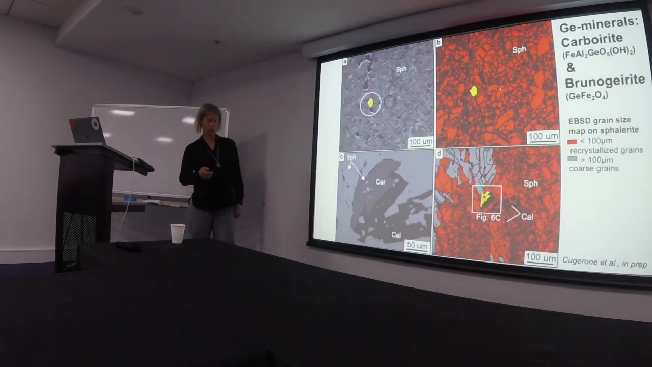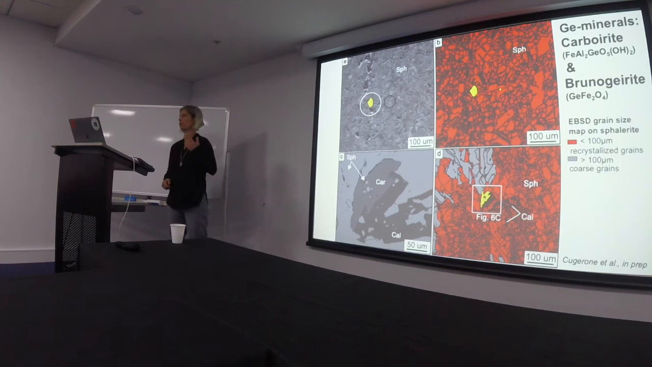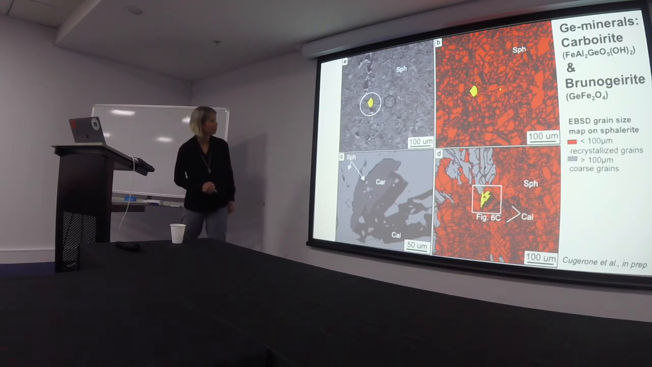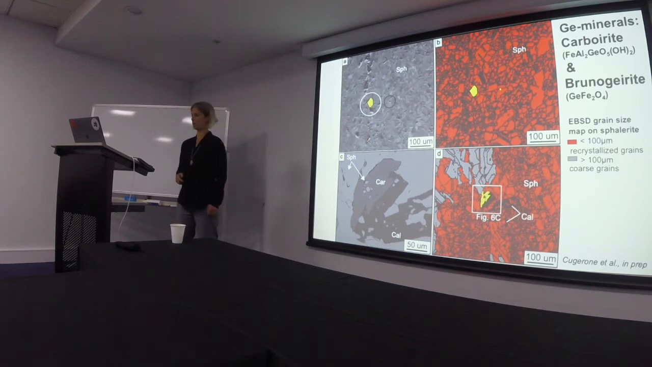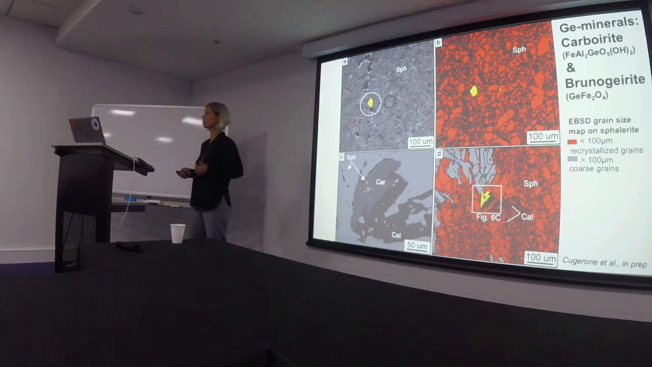Let's jump to an even smaller scale to have a look at these minerals because we have to spot them at a smaller scale. This is 100 microns. This is one of these germanium minerals. This is a blue jarrahite, which is maybe like 20 microns. And here, carburite. And they seem in textural equilibrium with their surrounding daughter sphalerite grains. So I hope that with these techniques and a few images, I've convinced you that the main process leading to the formation of small grain domains is dynamic recrystallization. And in these domains, we do have sitting here these germanium minerals.